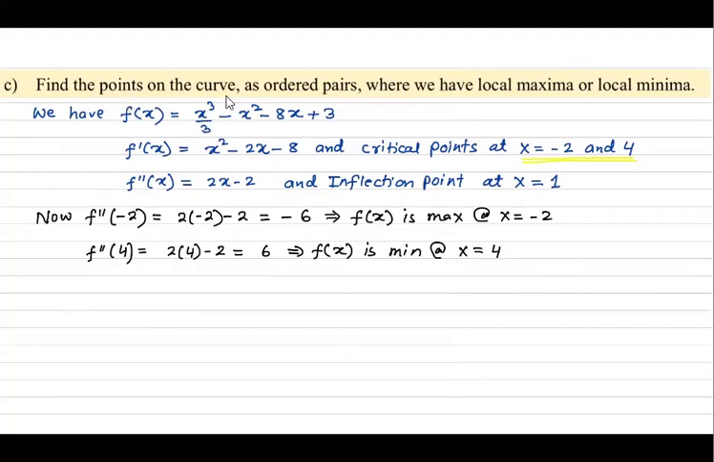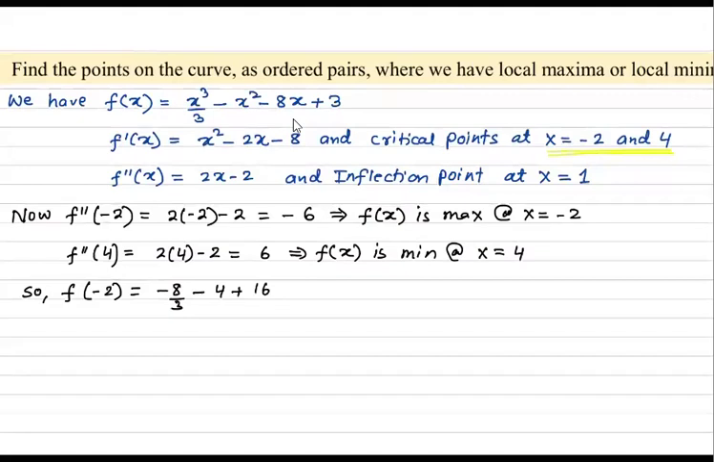And we are asked to find the point on the curve where we have maximum or minimum. We have maximum or minimum at -2 and 4. So we have to find the value of the function to get that ordered pair. So let's find the value of the function at -2. If I want to find the value of the function at -2, I need to plug in -2 into this function. So -2 cubed will be -8, over 3, then minus -2 squared, that's a 4, then minus 8 multiplied by -2, that will be positive, and 8 times 2 will be 16. And then we have plus 3 at the end.